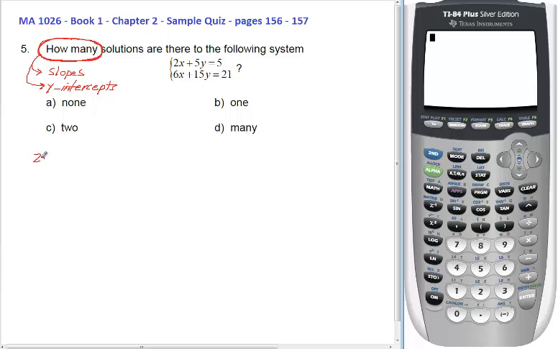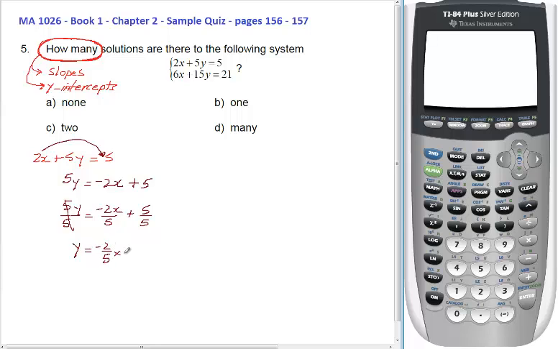So the first one, 2x plus 5y equals 5. Now solving for y. So 5y, subtract 2x from both sides, or move this over and change the sign, whatever way you want to look at it. Move the 5 over. Now divide everything by the coefficient of the y term, which is 5. Divide every term by that, which means y equals negative 2/5 x plus 1.